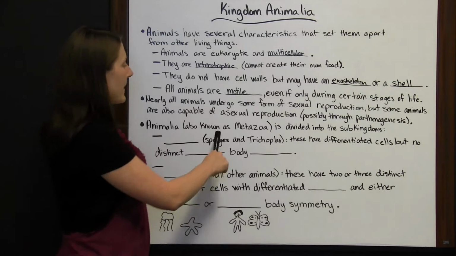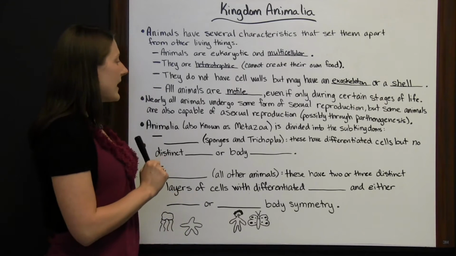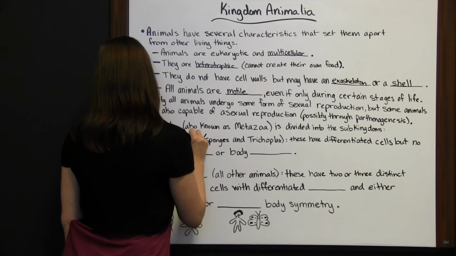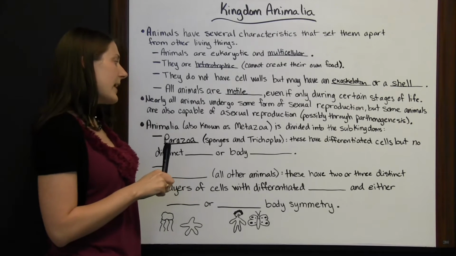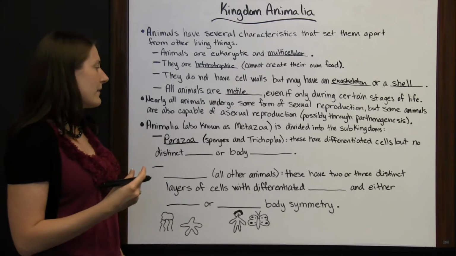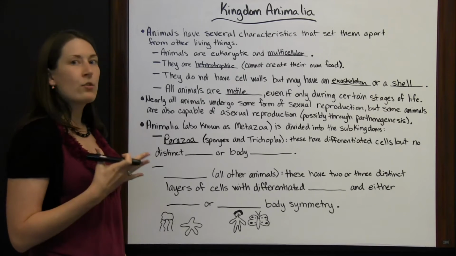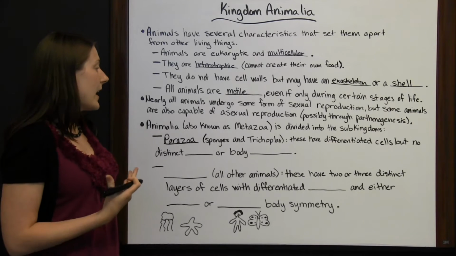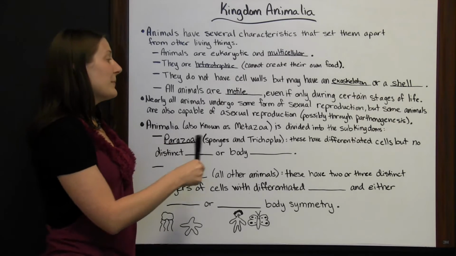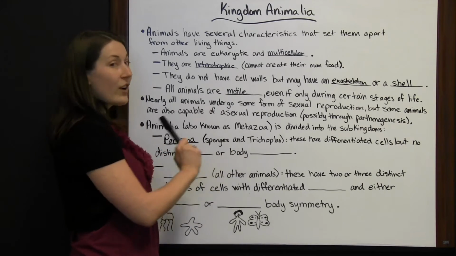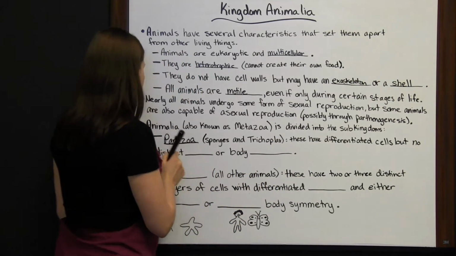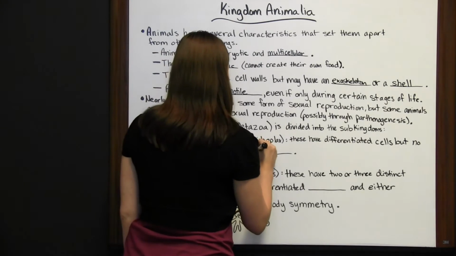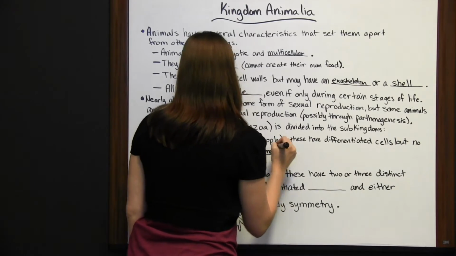Animalia is also known as metazoa, as far as a kingdom name goes, and it is divided into the subkingdoms Parazoa, which consist of sponges and trichoplax. Sponges, I'm sure you can think of, but trichoplax kind of looks like a puddle you spilled on the floor. It's very flat, but it is still an animal. It does have differentiated cells. It even has some eye cells on it. So Parazoa, such as the sponges and trichoplax, have differentiated cells but no distinct tissue or tissues or body symmetry. So they're kind of oddly shaped.